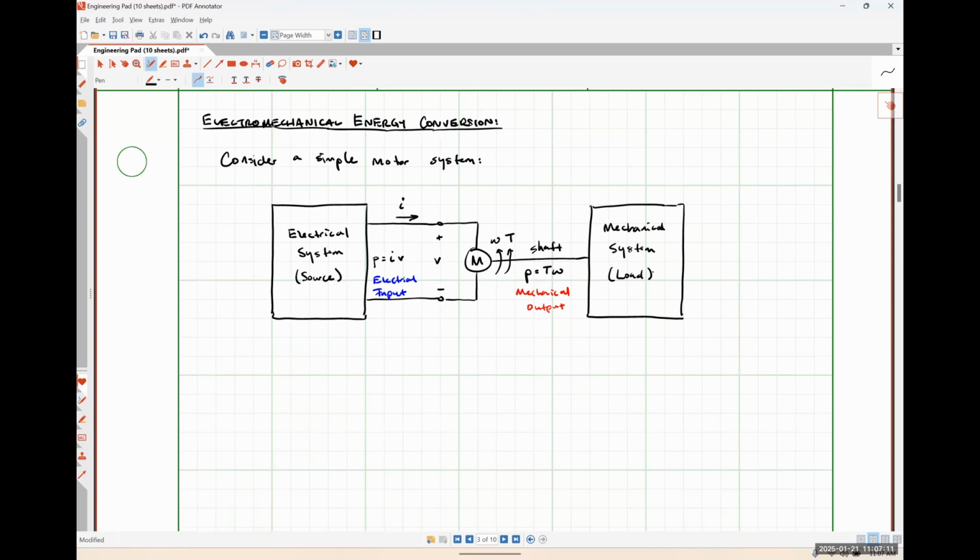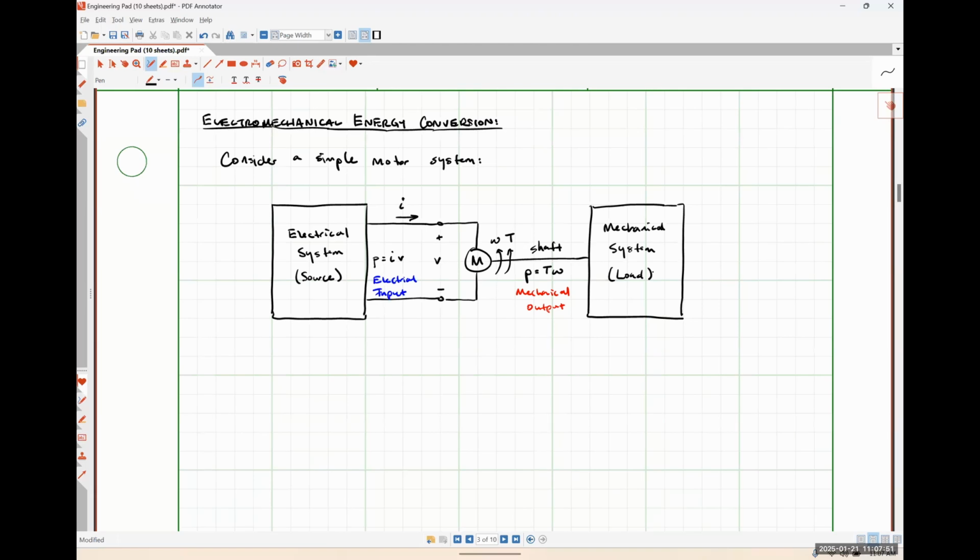So in this particular simplified example, the motor is an electromechanical energy converter, right? It takes electrical signals as its input, or electrical power as its input, and it produces mechanical power at its output. If we had instead, let's say, a generator, it would be this exact same picture, but the direction of power flow would just be opposite. We would be putting mechanical energy in. Our generator would be converting that mechanical energy into electrical energy, and then our load would be the electrical system.